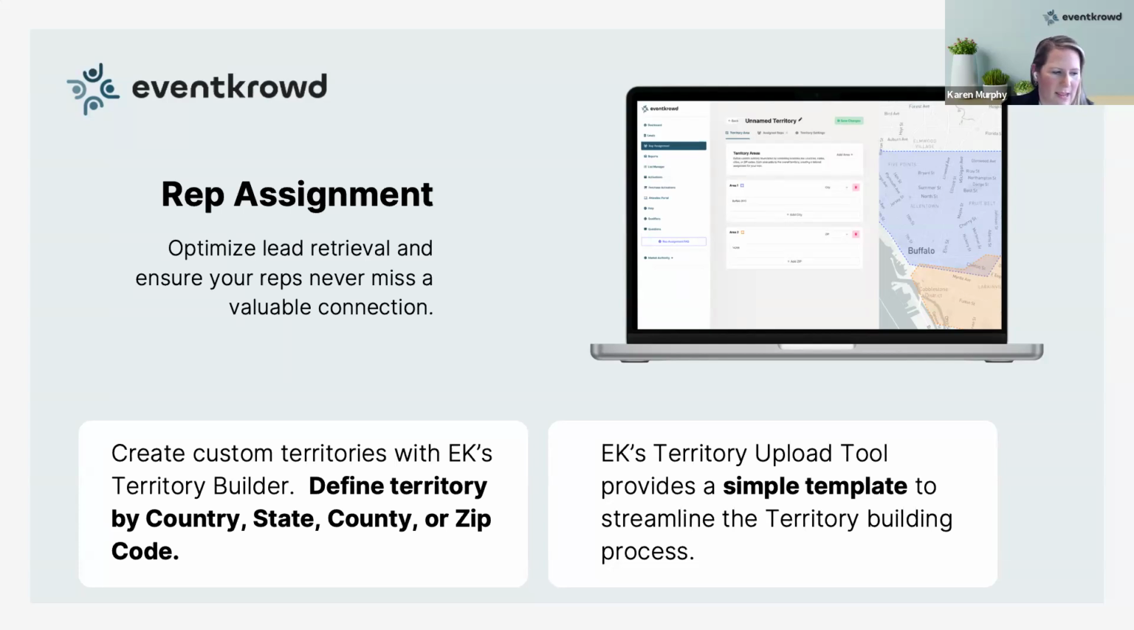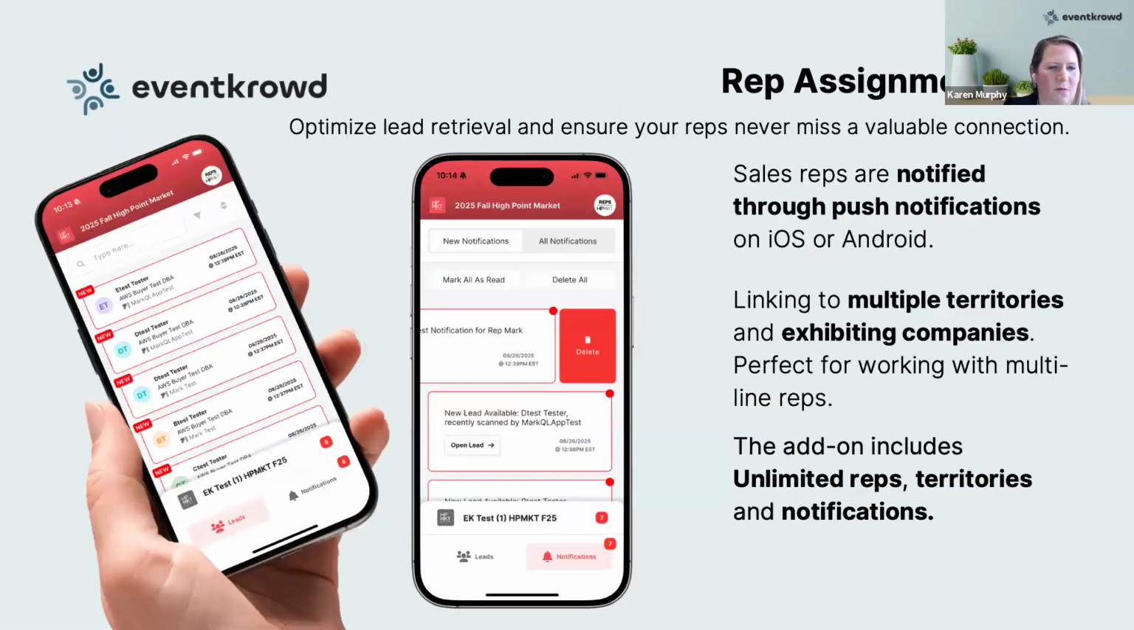Sorry, we'll jump over and look at the rep assignment app. This is just a little highlight of what your reps will see. We don't use text messages. We don't use SMS messages. I know that had been used in the past, but I do want to touch on the fact that there have been a lot of changes.